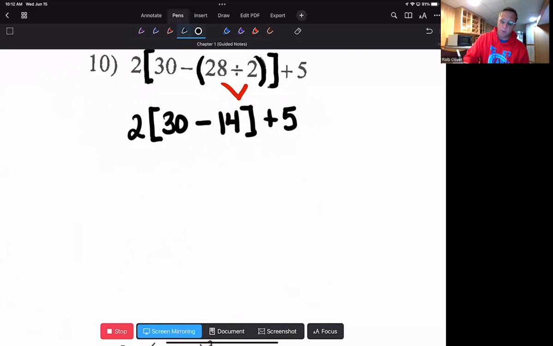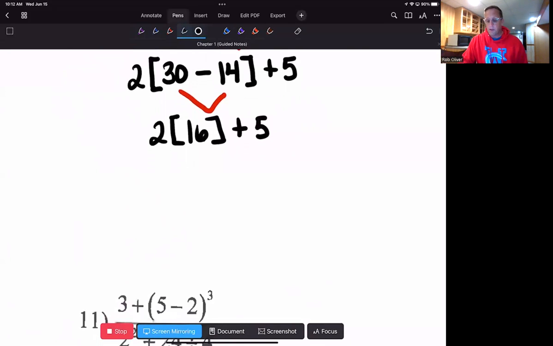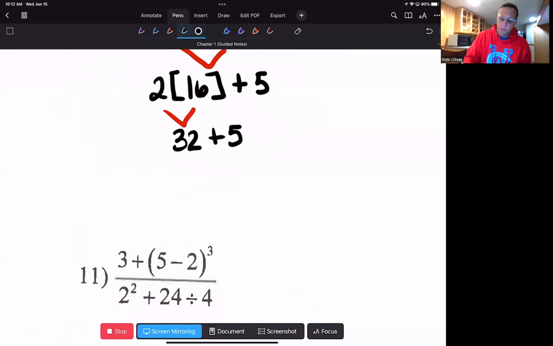So we still have a grouping symbol here. Now, they're not parentheses, but they're a grouping symbol, which means we better do it first. So we're going to do 30 minus 14. 30 minus 14 is 16. So you got 2 times 16. I can keep that in brackets if I want, or parentheses, or I can just write 2 times 16. I can do it either way. So 2 times 16 plus 5. Multiplication before addition. And so multiplication is going to be 32 plus 5. Then 32 plus 5 is 37.